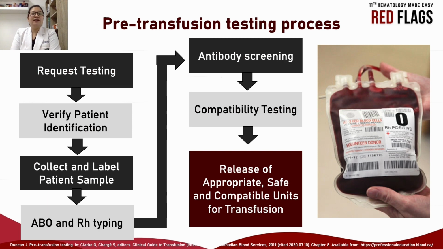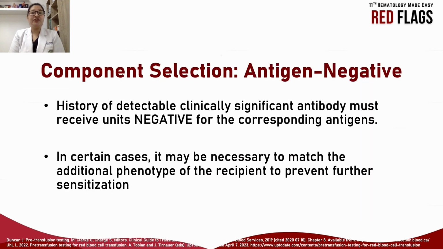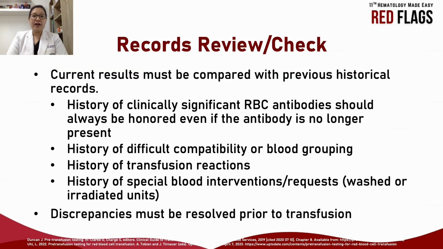The goal of all the above procedures is to provide and be able to release appropriate, safe, and compatible blood for transfusion. In patients with a history of detectable clinically significant antibody or antibodies, they must receive units negative for the corresponding antigens. And in certain cases, it may be necessary to match the additional phenotype of the recipient to prevent further sensitization. Records review or check is also very essential.